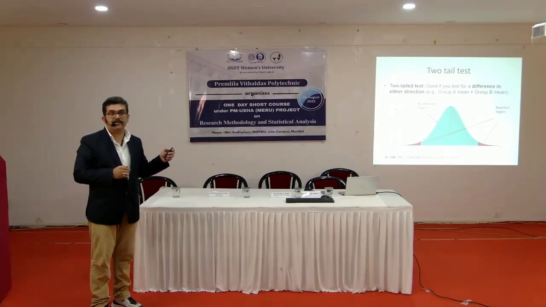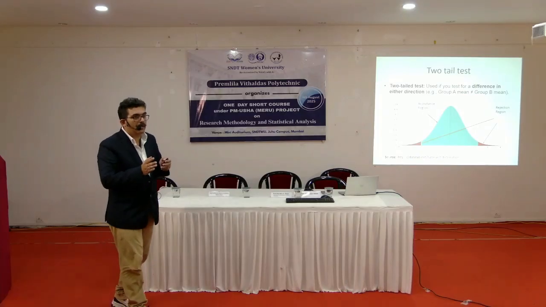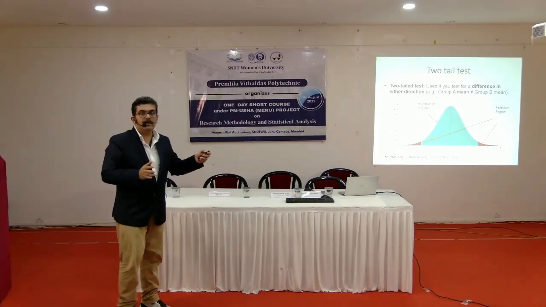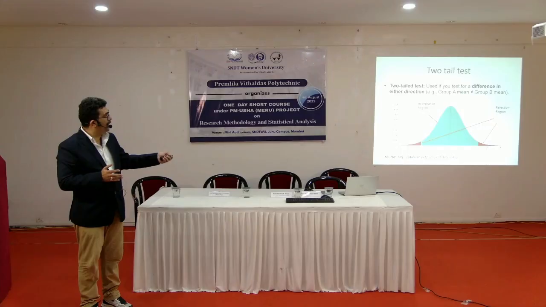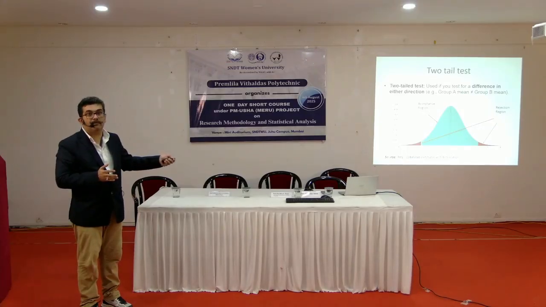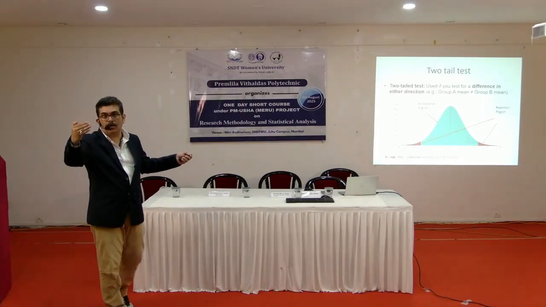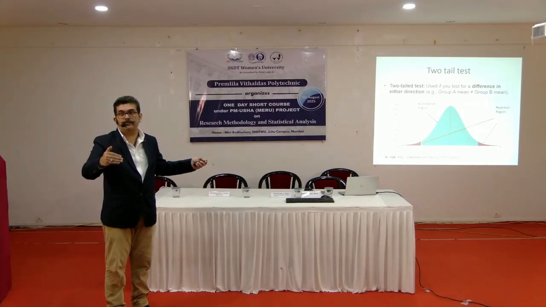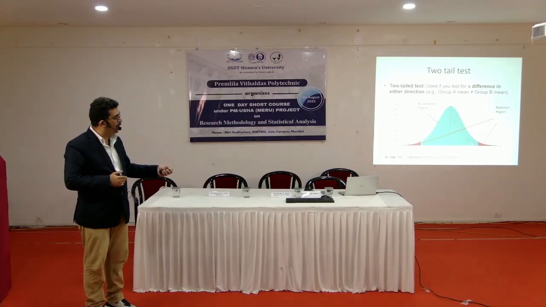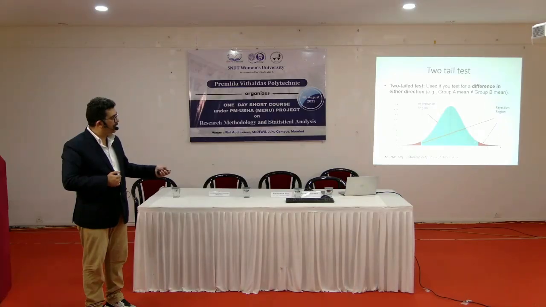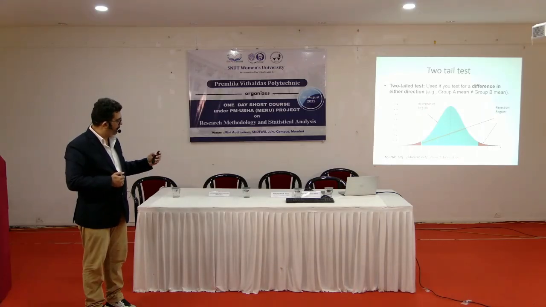Now a two-tail test is used when you are finding out whether the group mean or group average of A is not equal to the group average of B. See, not equal to means what? The group A average can be more also or it can be less also. In that case we go for a two-tail test. If our value is lying in this red region, the hypothesis is rejected, and in the green region it is accepted.